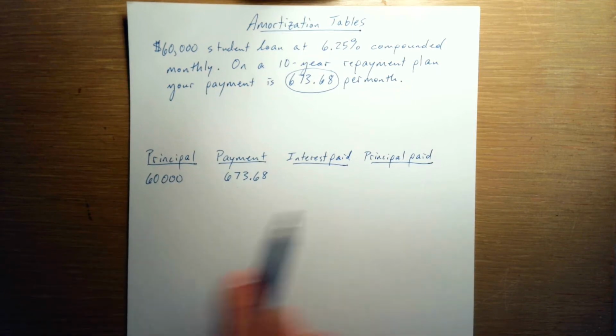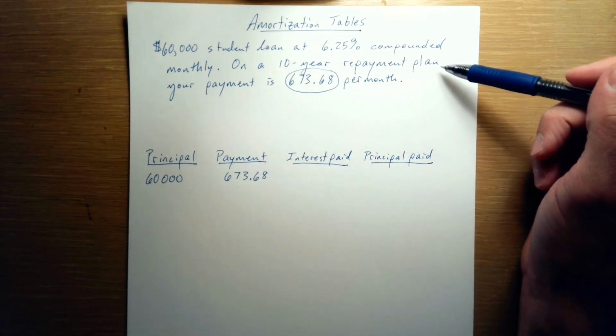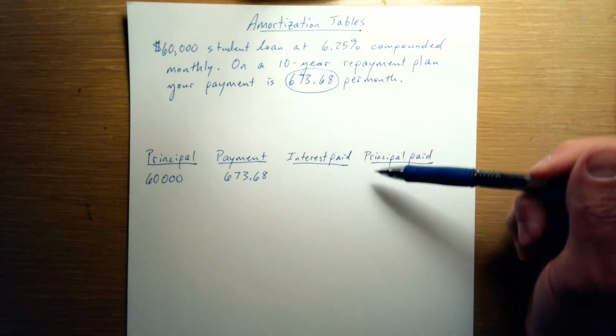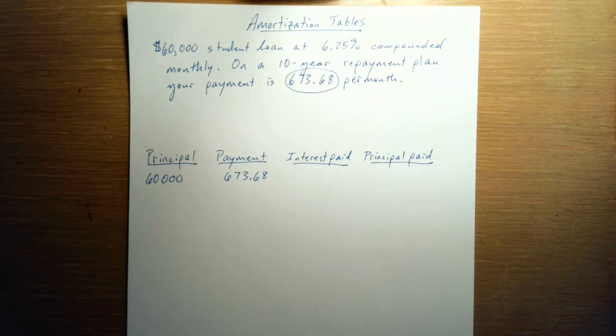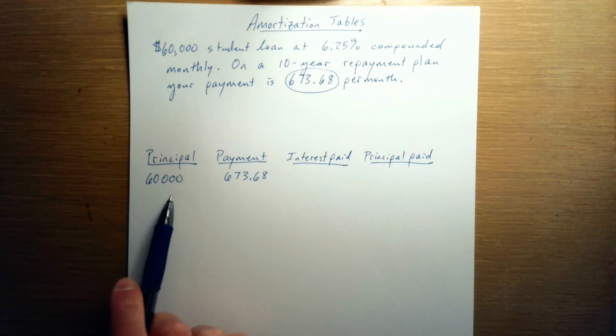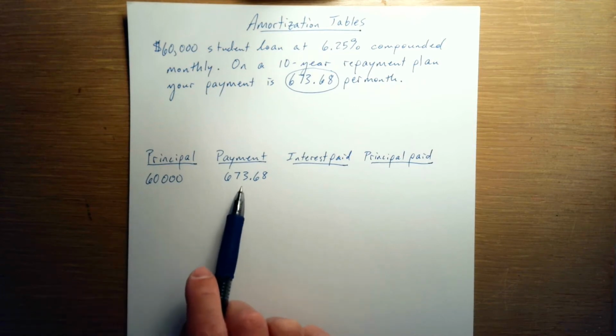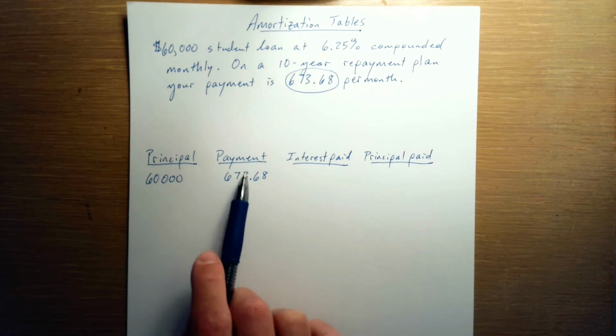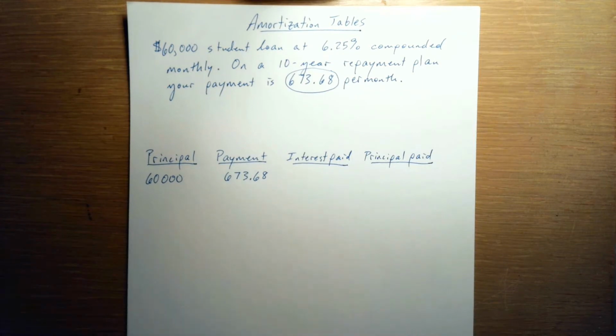So we want to fill out a few rows of this. If we were to fill out the whole table for this particular loan, we would have to fill out 12 monthly payments for 10 years. So it would actually have 120 rows. So we're not going to do that. But we will fill out just a few so that you get the feeling for how to make such a table. Okay, so we start out with our principal that we borrowed. That's $60,000. And our first monthly payment is $673.68. And in fact, this entire column will be the same throughout the whole chart because your payment doesn't change.